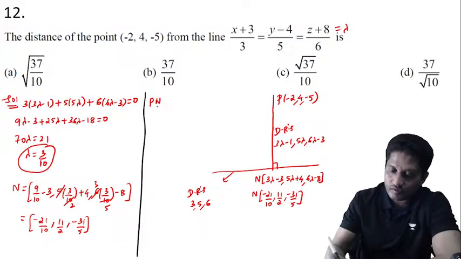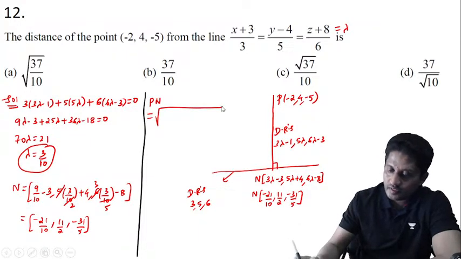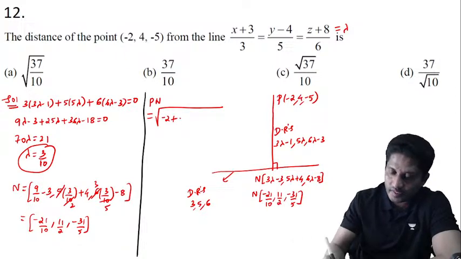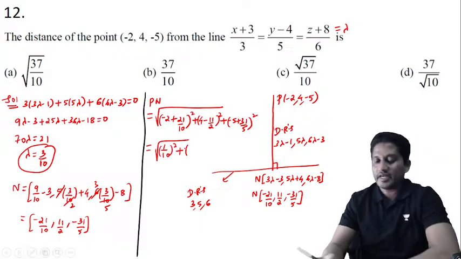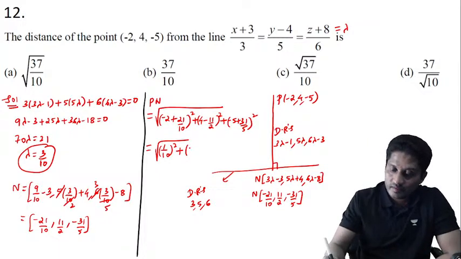Okay, now PN is equal to root of minus 2 plus 21 by 10, this is whole square. Then plus 4 minus 11 by 2 the whole square. Then you get minus 5, and minus minus is plus 31 by 5, the whole square. So if I cross multiply, you get 1 by 10 the whole square, plus 8 minus 3. 8 minus 11 is minus 3. Minus 3 by 2 the whole square. Then you get minus 10 minus 25 plus 31 is 6 by 5 the whole square.